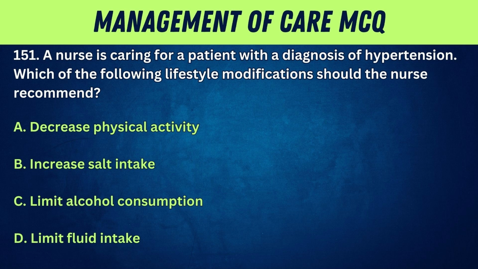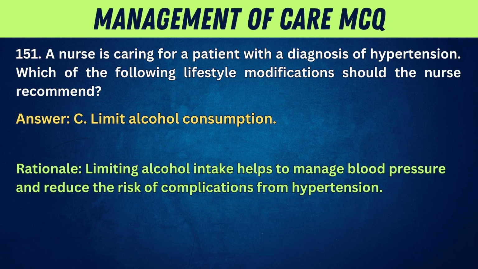A. Decrease physical activity. B. Increase salt intake. C. Limit alcohol consumption. D. Limit fluid intake. Answer: C. Limit alcohol consumption. Rationale: Limiting alcohol intake helps to manage blood pressure and reduce the risk of complications from hypertension.